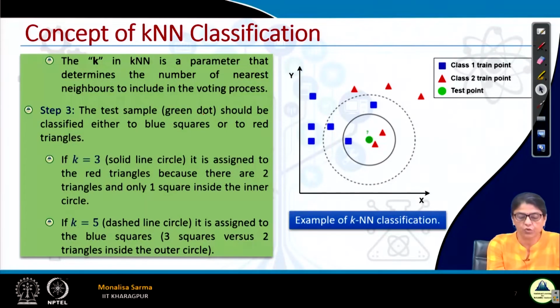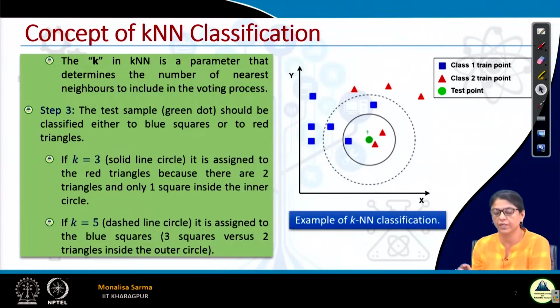The test sample should be classified either to blue squares or to red triangles. Yes, it has just two classes, blue square and red triangle. The test point should belong either to here or to here. If k is equal to 3, we have found out the distance, we have sorted in order, and suppose I have considered k equal to 3. Then that means the 3 nearest points to the green circle. So, k equal to 3 means this portion.